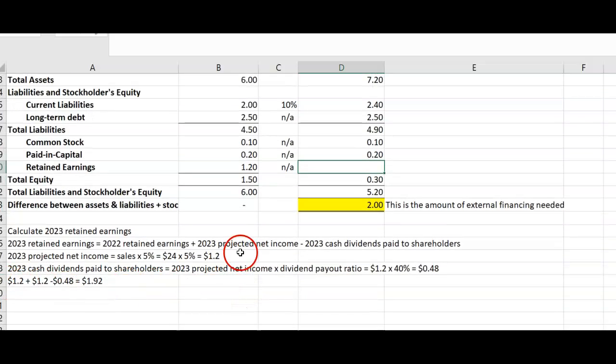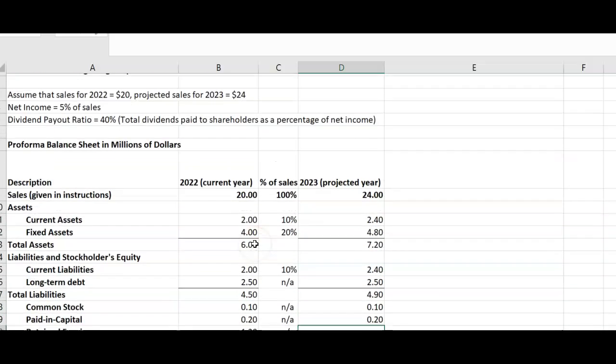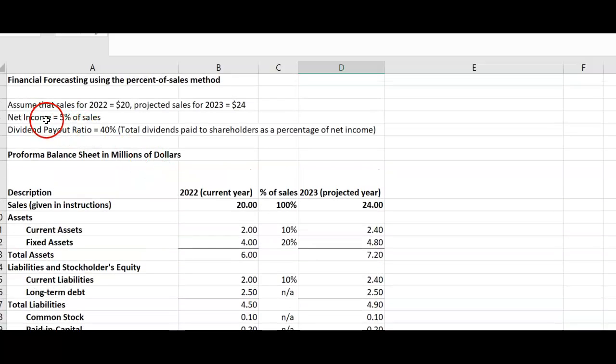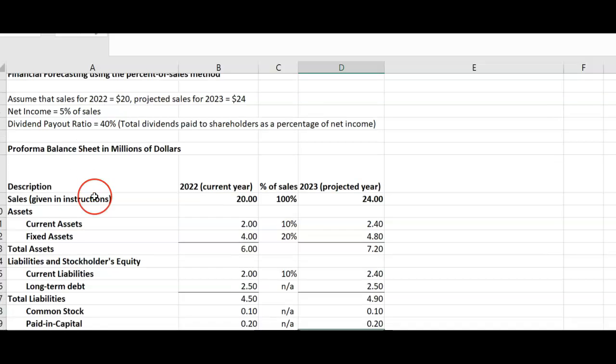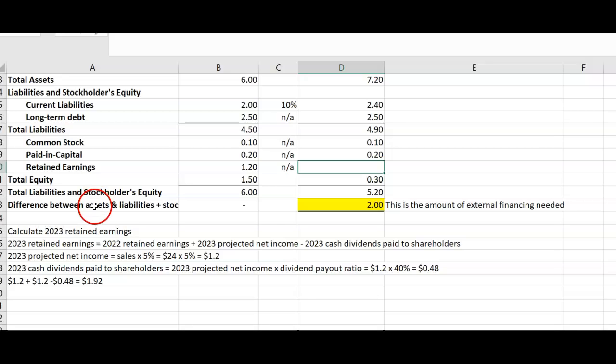The first thing we need is net income, but we aren't actually given a dollar amount. In the real world, when they go through this exercise, they're actually going to come back and give you a dollar figure for your net income. But in this particular problem, we were just given that it should be 5% of sales. So to figure out what that net income needs to be, we multiply our sales by 5%. We've got our 24 million, this is our projected sales for 2023, and we multiply that by 5%. That's going to give us a projected net income of 1.2 million for 2023.